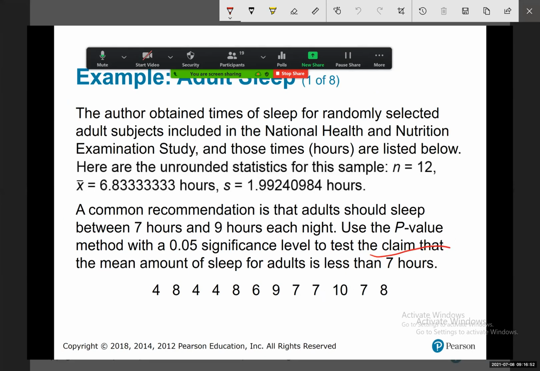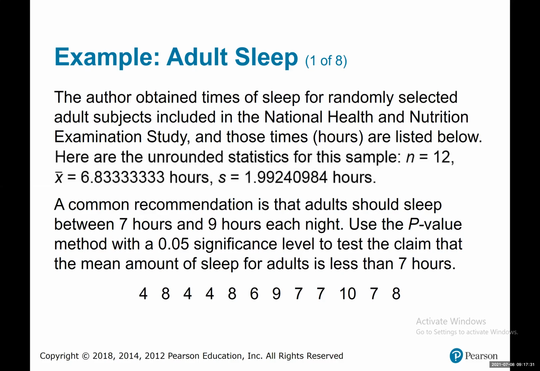Thank you. So look at the claim. We start writing steps 1 through 4. The claim is that the mean amount of sleep for adults is less than 7 hours. Let's just take a picture of this page because we'll be using the numbers. Please take a picture, especially of the list of these values and also the claim. Someone has to read it to me when we get there. Okay, let's go to OneNote.